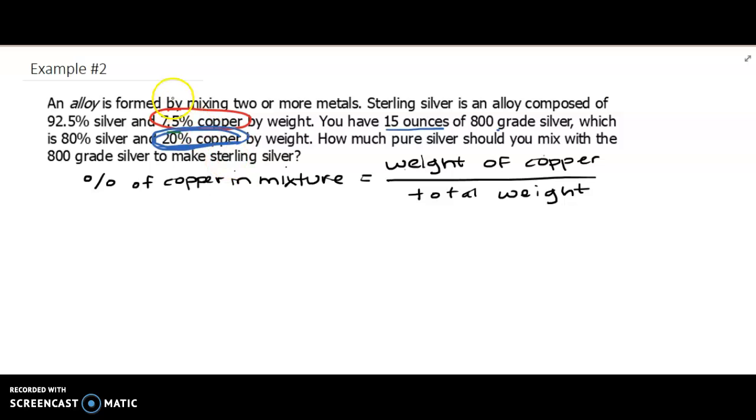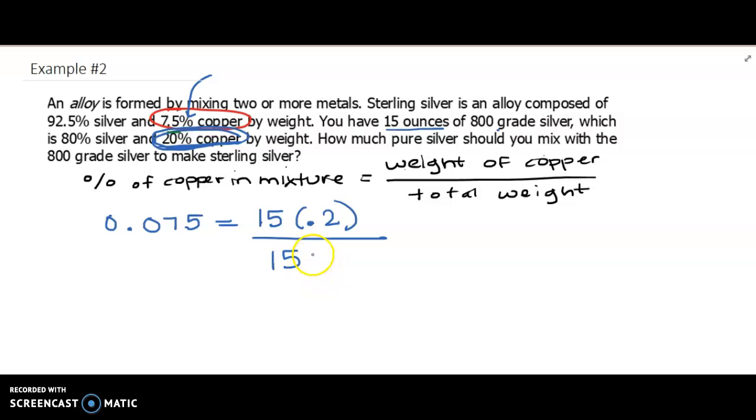Well, we want sterling silver, which is 7.5% copper. So if I change that to a decimal, 0.075, that's going to equal the weight of the copper I have now. I have 20% in 15 ounces, so I could just do 15 times 0.2. That's how I'd find 20% of 15. The total weight, right now we have 15, but I'm going to add pure silver. So I'm going to add X amount of pure silver. From here I want to solve for X.